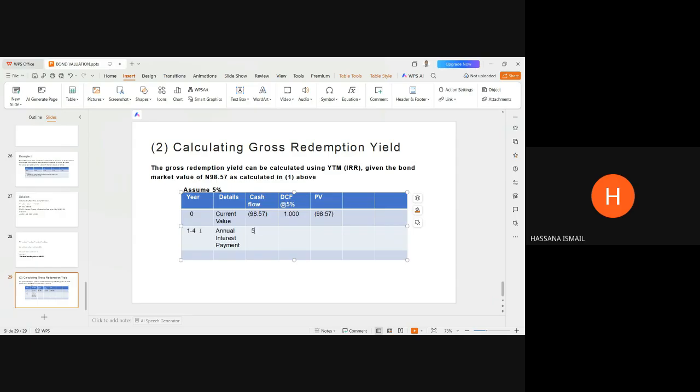5 naira, sir. 5 naira. Your discount value using annuity will be what? Everybody should know annuity by now. 1 minus open bracket 1 plus r to the power of minus n divided by r. You should know it by now. So when you apply 5% in your annuity formula, what will be the result?